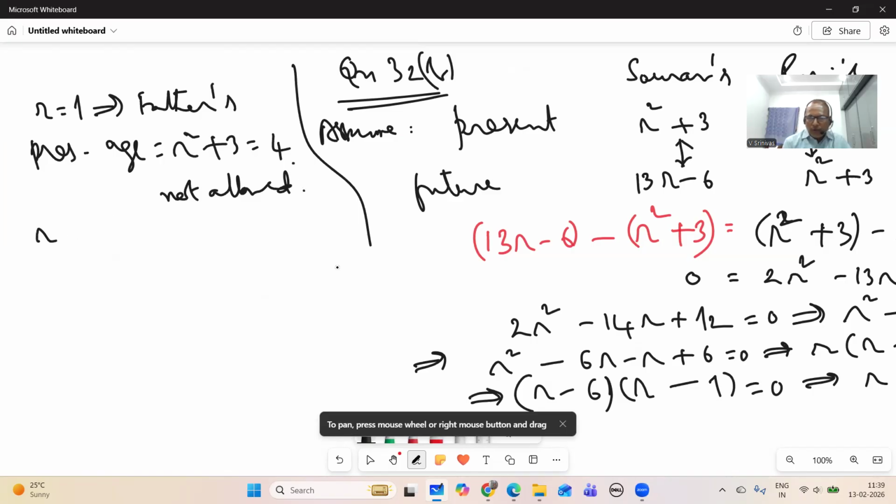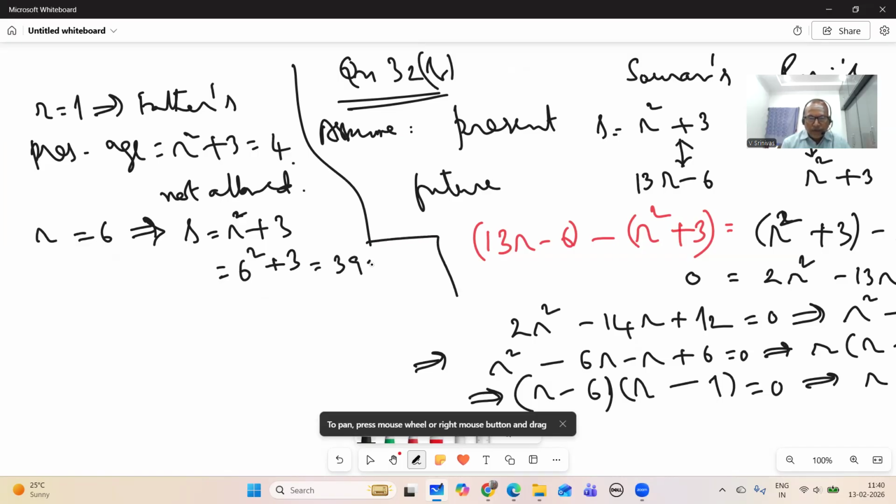So let's go for r equal to 6. So r equal to 6 implies the father's age, let me call it S. So the father's age becomes r square plus 3. So this is 6 square plus 3, that is 36 plus 3, that is 39 years.